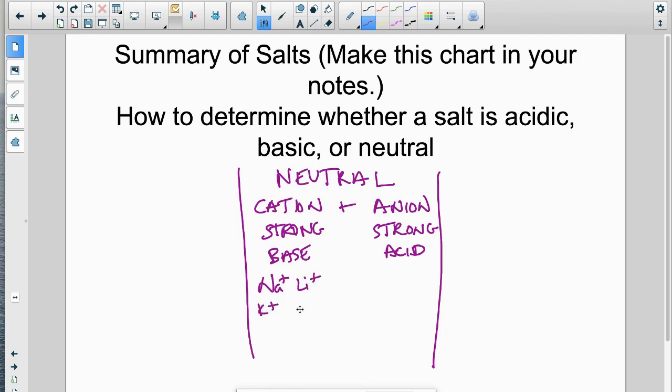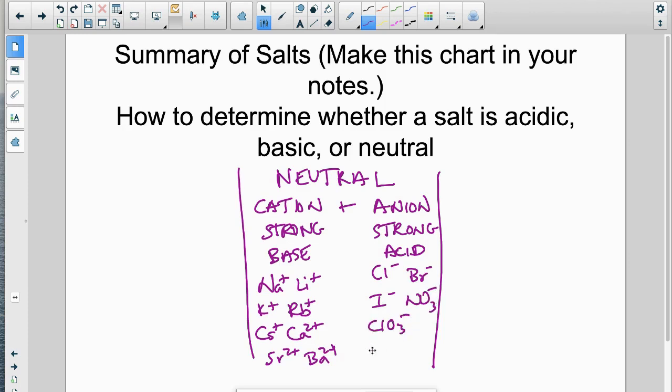Okay, and as a reminder, here are all our strong cations. Okay, the cations from our strong bases. We also have calcium ion, strontium ion, and barium ion. Okay, the anions of strong acids, those are going to be Cl minus, Br minus, I minus, nitrate, okay, chlorate, perchlorate, and we need one more, sulfuric. Okay, so those anions will be neutral anions. All right, so let's go to acidic.